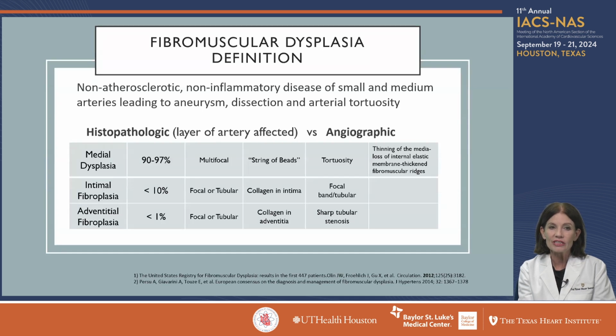A less common variety is intimal fibroplasia or adventitial fibroplasia, which shows up as a focal or tubular stenosis, which has concentric collagen in the intima and leads to focal or band-like tubular stenosis, or sharp tubular stenosis in the least common adventitial fibroplasia.